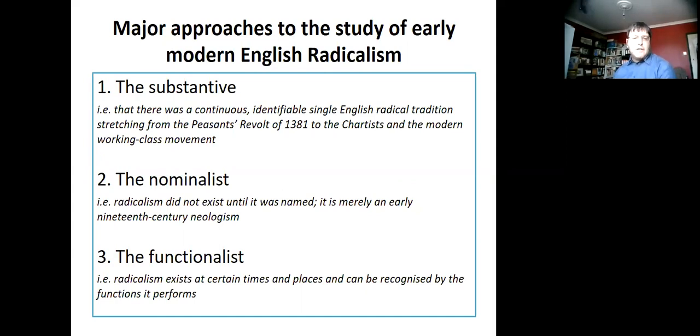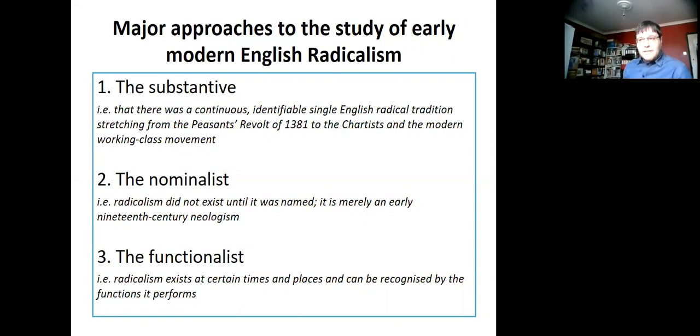Our third approach is a functionalist. Radicalism exists at certain times and places and can be recognized by the functions it performs. So on this reading, what radicalism does is it explains how we get from A to B. It explains how we get from 1641 to 1649. It explains how we get from a rebellion in Ireland to the execution of Charles I.